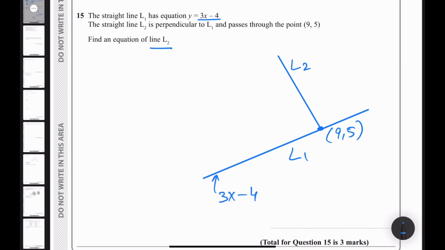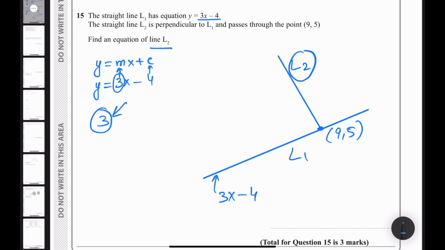Now, that's the standard form of a straight line equation. So let's compare it with the equation of line L1. So it will be like 3x minus 4. M will be 3 and the y-intercept will be -4. But we are concerned with the slope. So the slope of L1 is 3. In order to find the slope of L2, we will change the sign and take the reciprocal of 3. So change the sign, negative, reciprocal will be 1 over 3. So this is the slope of L2.